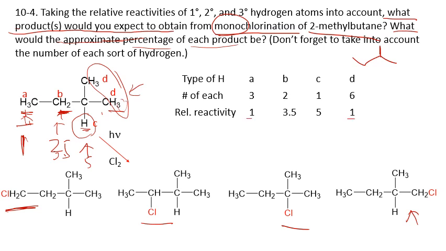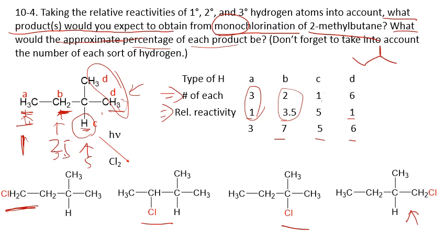So this is the number of hydrogens, and this is the relative reactivity for each hydrogen. And so what is the product that could be formed? You should combine these two together. So you multiply 3 times 1, which gives you 3. 2 times 3.5 gives you 7. 5 times 1 gives you 5. And then this is 6.